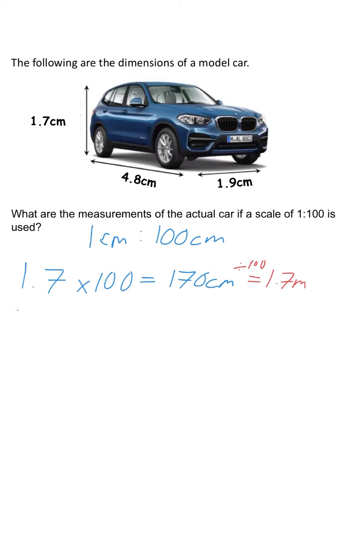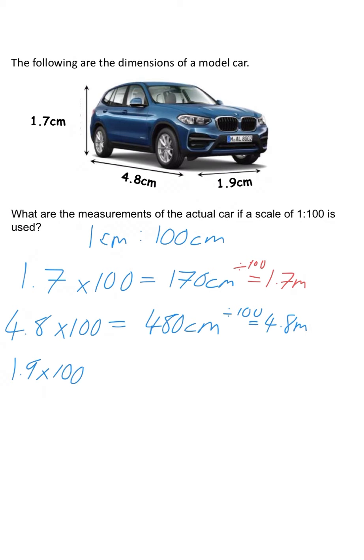The same with the 4.8. So 4.8 times 100, that'll be 480 centimeters. And then divide that by 100 to change it to meters. So that would be 4.8 meters. Same with 1.9. So 1.9 times 100, 190 centimeters. Dividing by 100, change to meters. And that would be 1.9 meters. So these are the actual dimensions of the car.